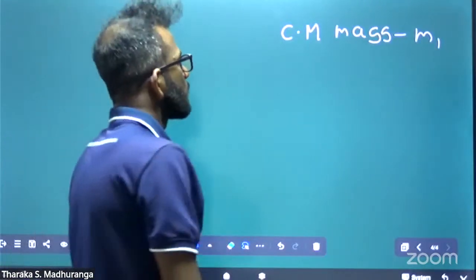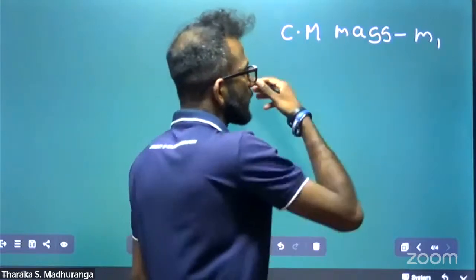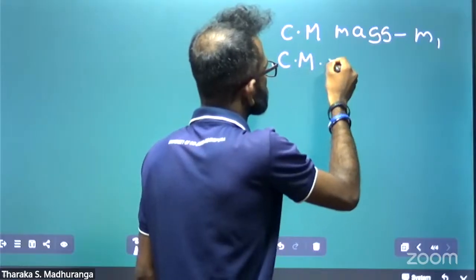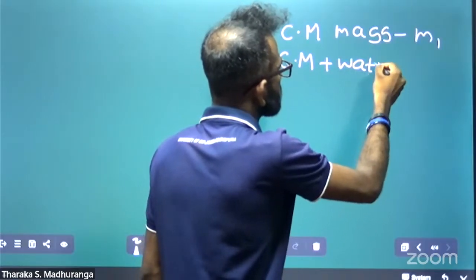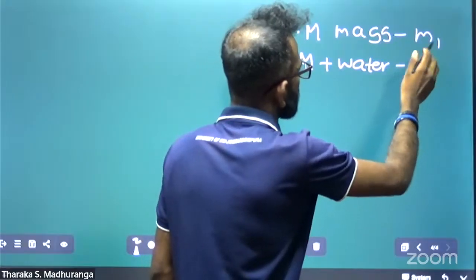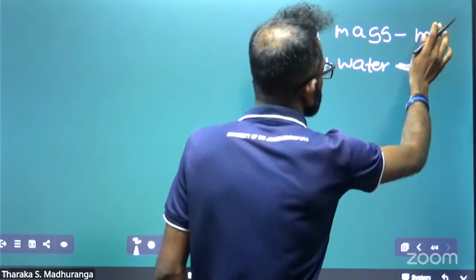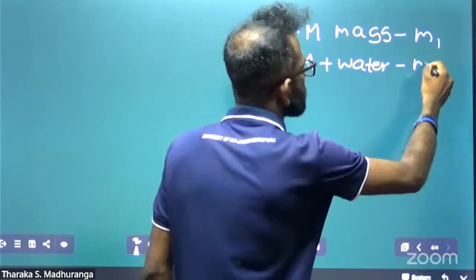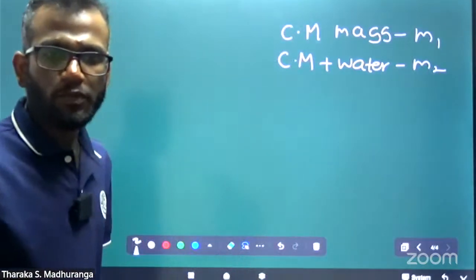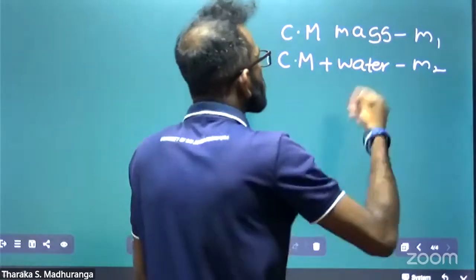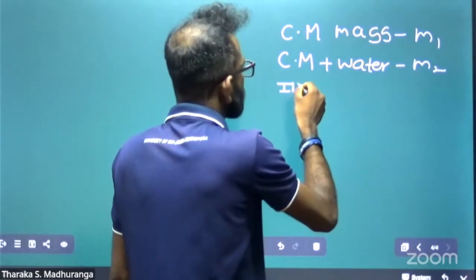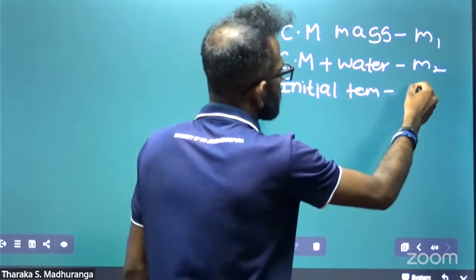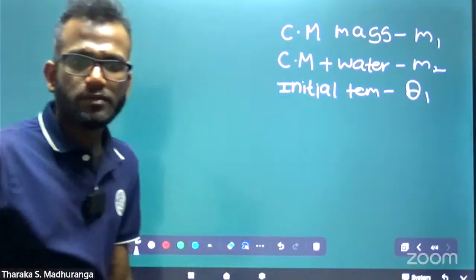The second one is the calorimeter plus water mass. That we record as M2. Then the initial temperature of water and calorimeter. It is theta 1.